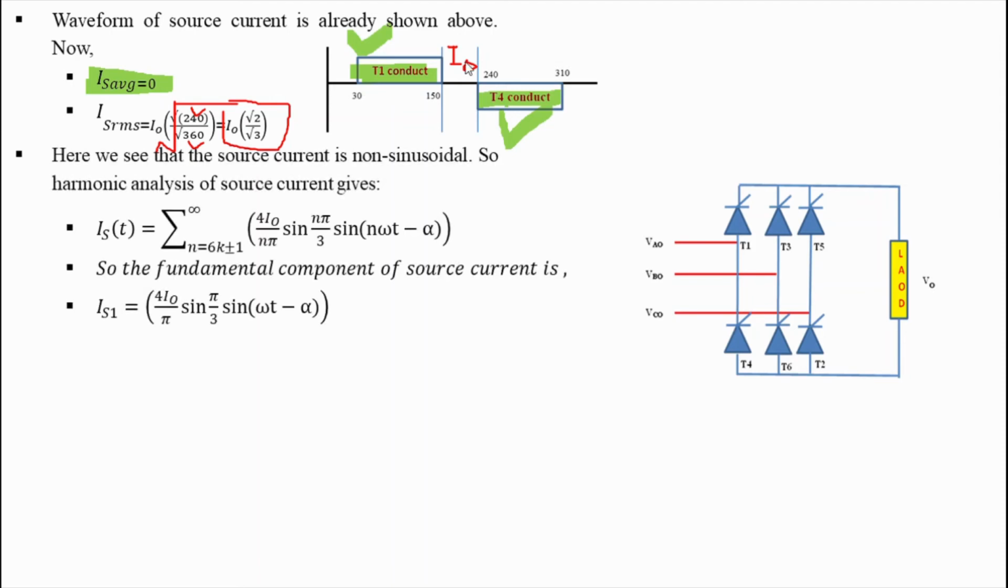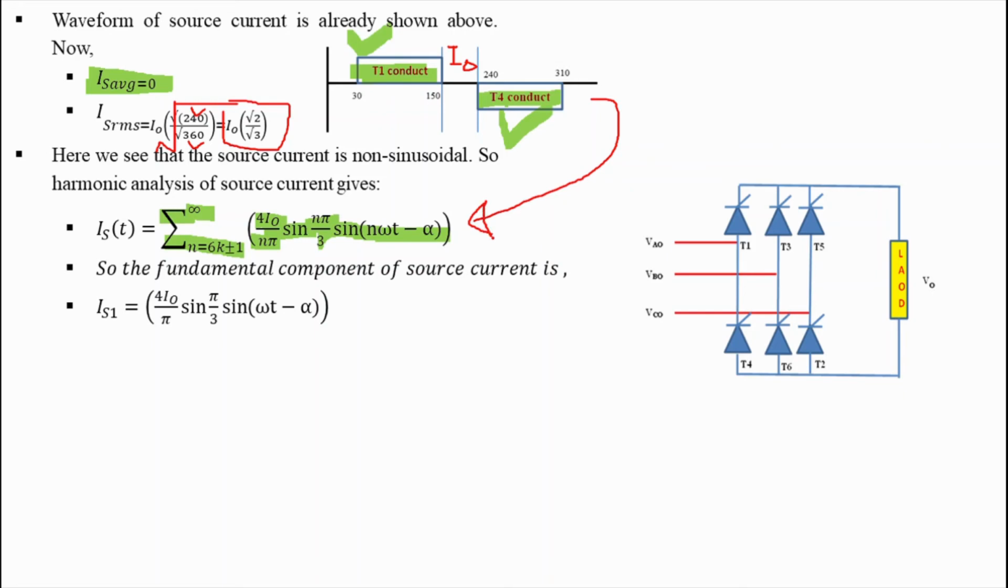Now we see that this source current is non-sinusoidal. When a current is non-sinusoidal, then we can represent it by using Fourier series. And using harmonic analysis, we can write source current as sigma n equals 6k plus 1 up to infinity, 4 I naught by n pi, sin n pi by 3, sin omega t minus alpha. This is the Fourier series expression for this source current waveform, and it has already been explained in my previous lecture.